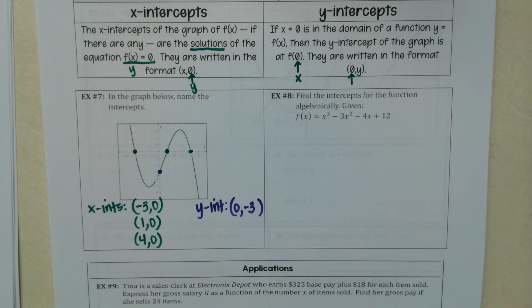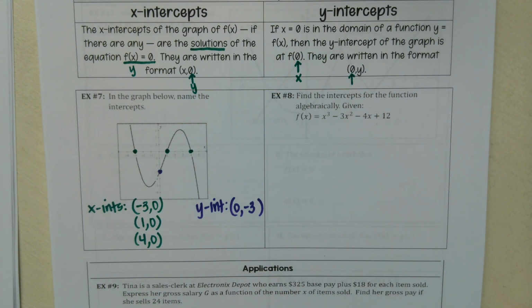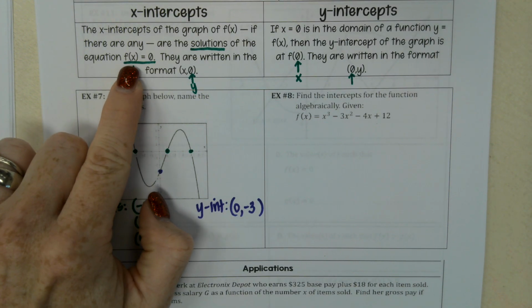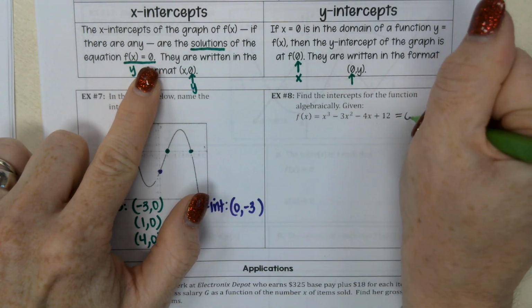The graph is easy when it crosses over pretty places. Okay? Let's take a look at an algebraic function. When I'm trying to find my x-intercepts, I want to take my function and set the whole thing equal to 0.